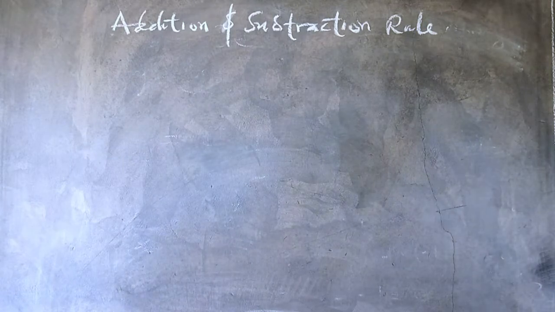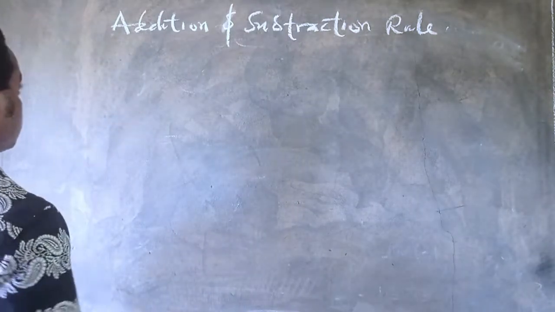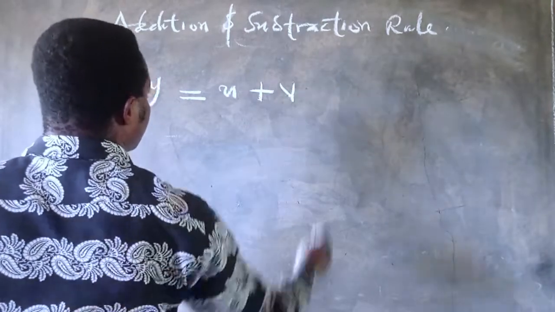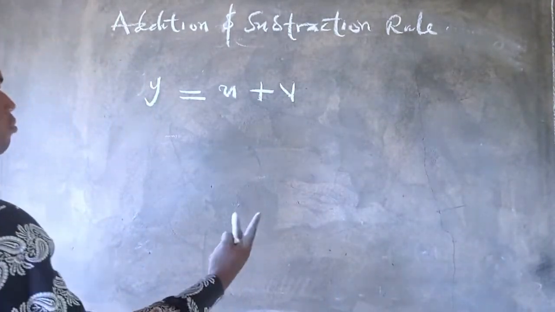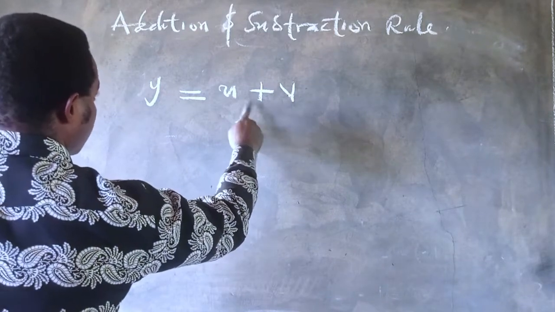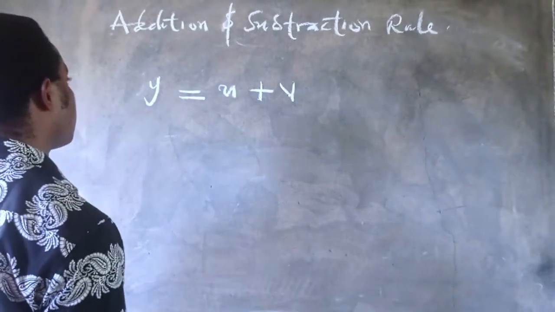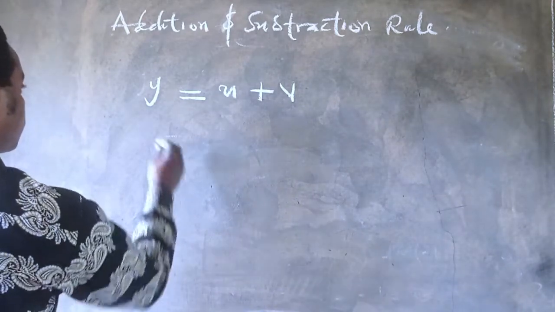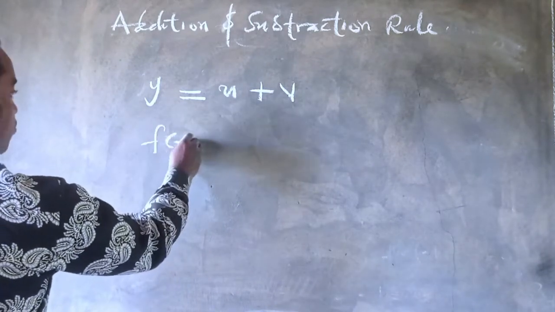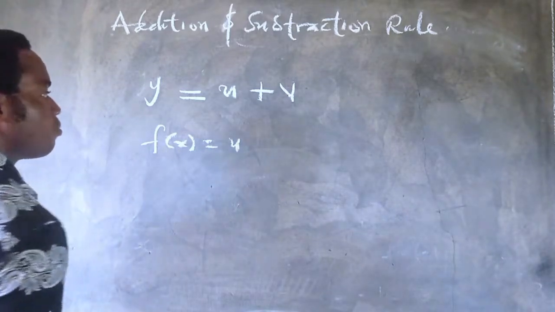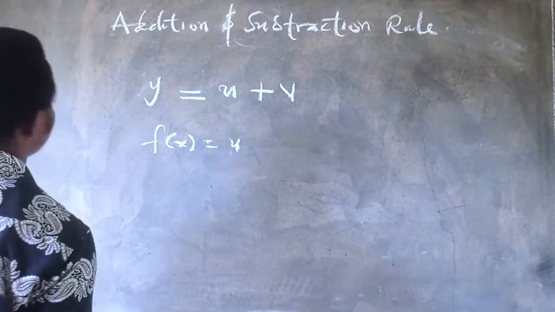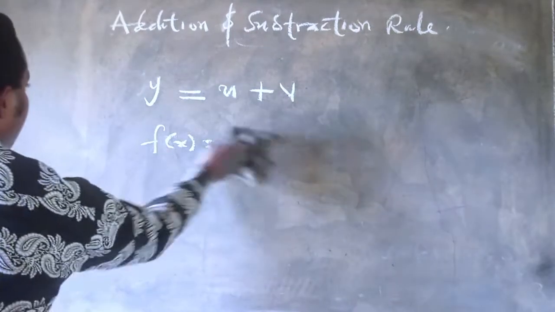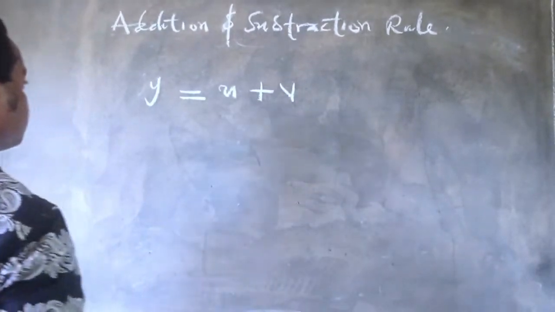This type of function usually looks like this. You have y equals u plus v. You have a function u and function v that is added to give y. So remember, y is a function of x. For this rule to apply, u has to be a function of x, and v as well has to be a function of x.